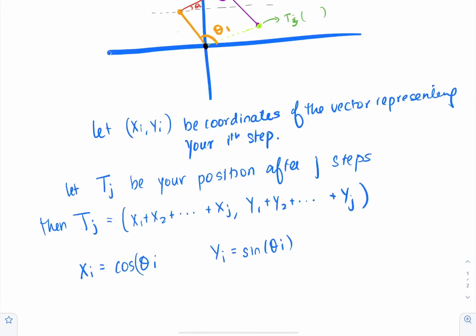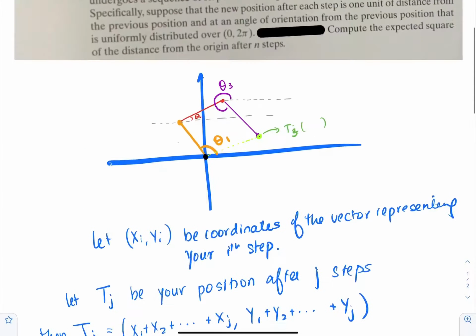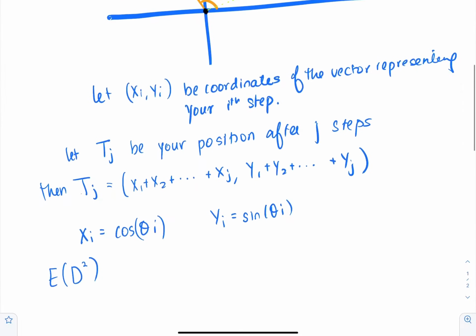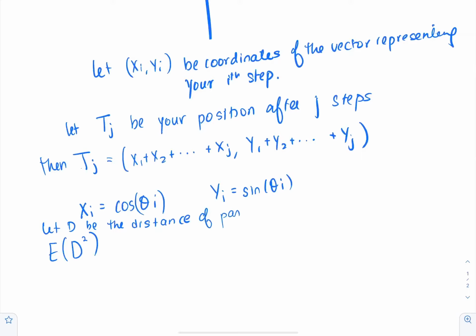Okay? All right. And what we want is, if d is the distance after n steps from the origin, we want to find what the expected value of d squared is, okay? So let's say let d be the distance of the particle after n steps.